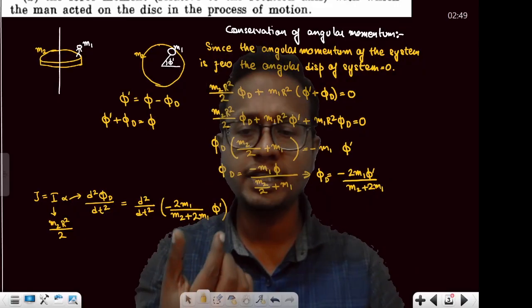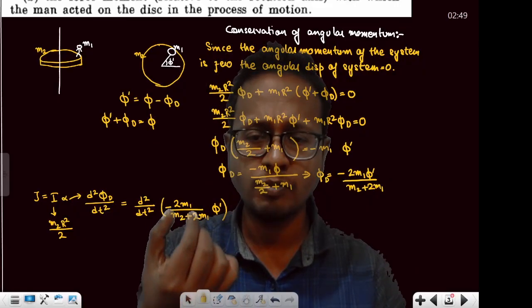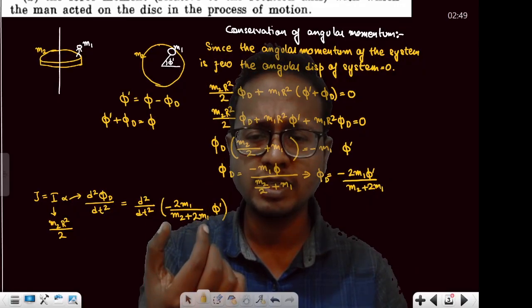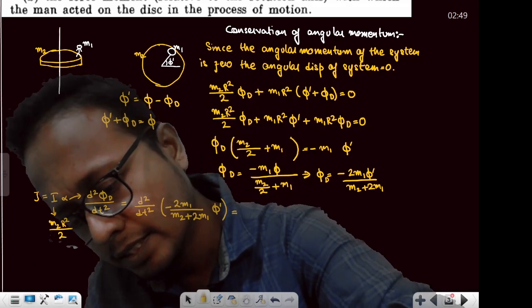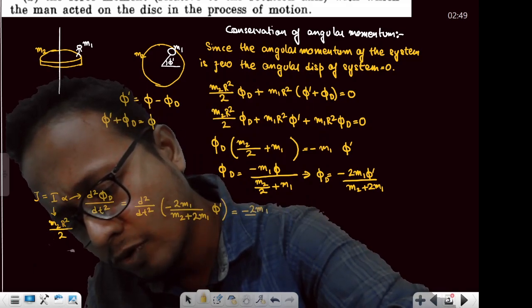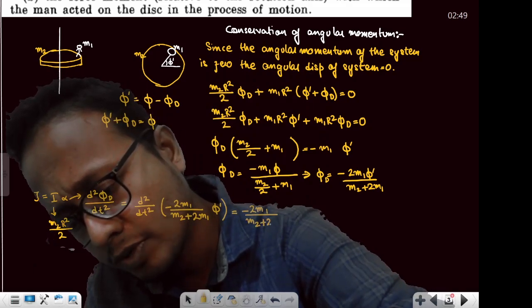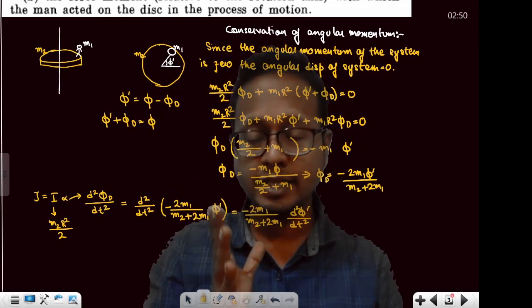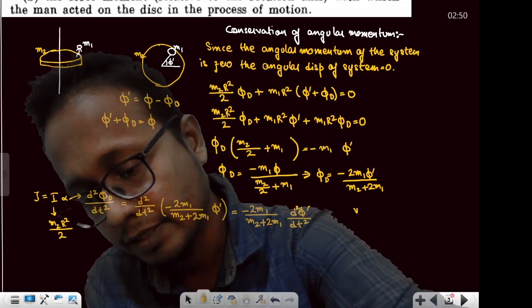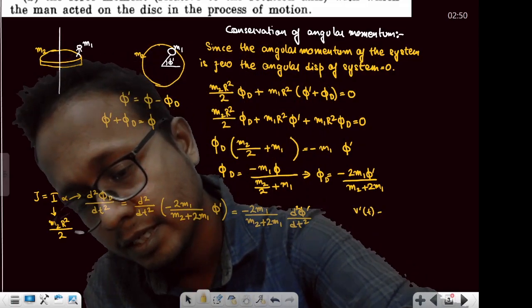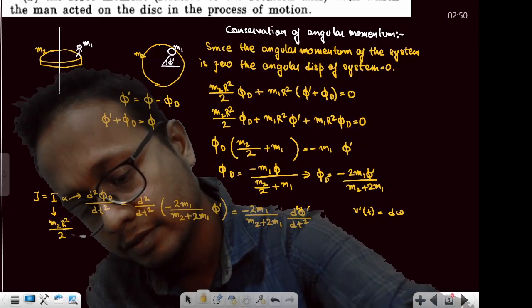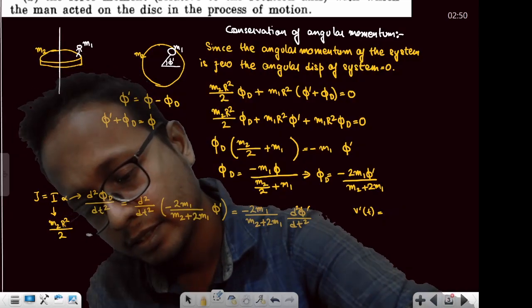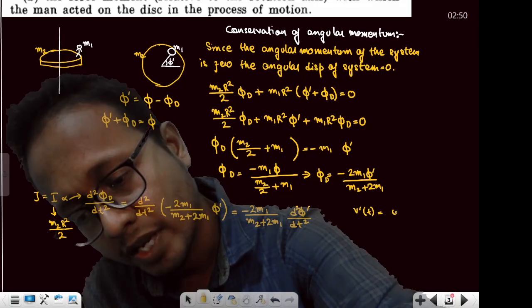Now let me take all the constant terms outside. This minus 2m1 divided by m2 plus 2m1 is a constant term, no? So let me take it outside. It is nothing but minus 2m1 divided by m2 plus 2m1 into d square phi by dt square. And in the given question, v dash t, what was v dash t? It is nothing but d omega, or not d omega, it is nothing but omega dash.